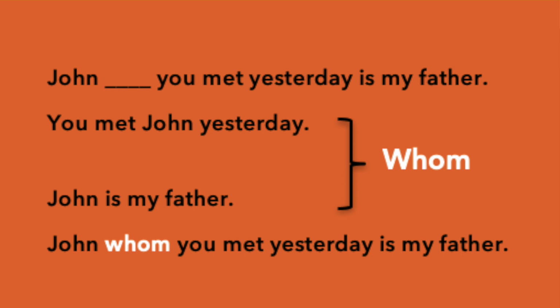In the next one, John dash you met yesterday is my father. Can you split this into two sentences? For the first sentence, we cannot start with John. The first sentence is, you met John yesterday, and John is my father. That is the second sentence. Can you say you met he yesterday? No. Can you say you met him yesterday? Yes. Instead of John, we can use the pronoun him. We can have M in him, so we can have whom here in the answer. John, whom you met yesterday, is my father.